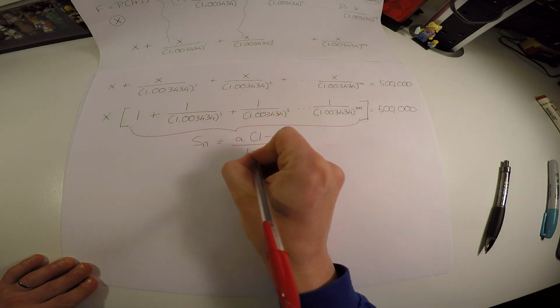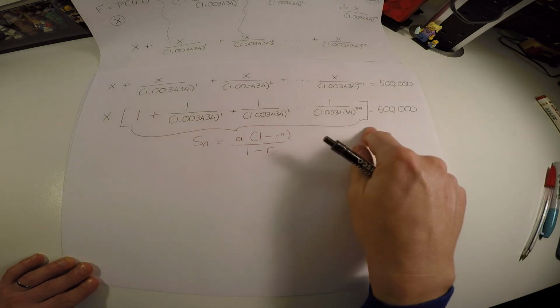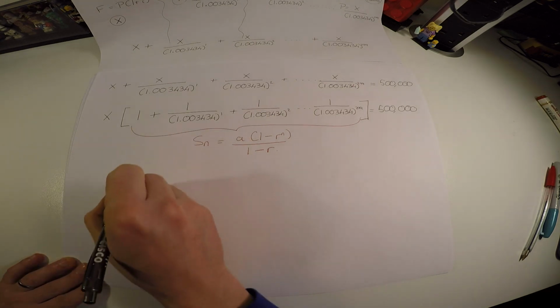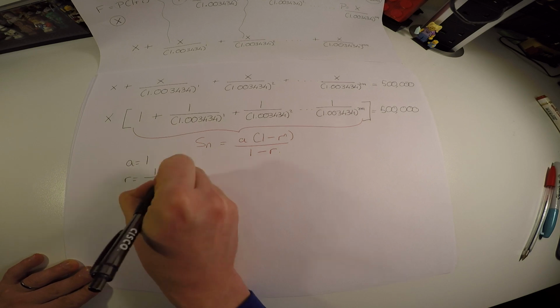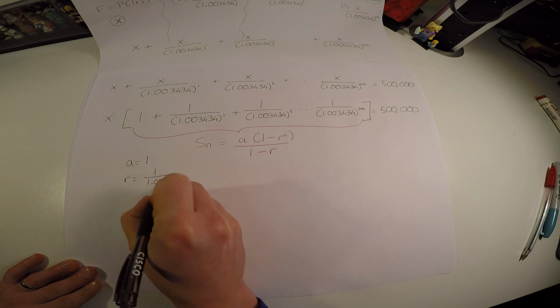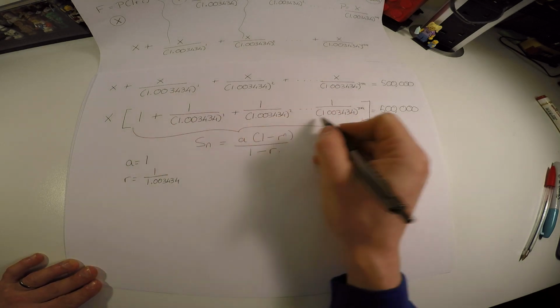Okay? Now actually what I have is I have this stuff in here being my geometric series. So actually I factored out the x, only the stuff in square brackets I'm concerned with now for a geometric series. And let's look at this. It has a first term of 1. It has a ratio of 1 over 1.003434. That is, we multiply by this to get to that. We'd multiply by this again to get to that, so on, so on.